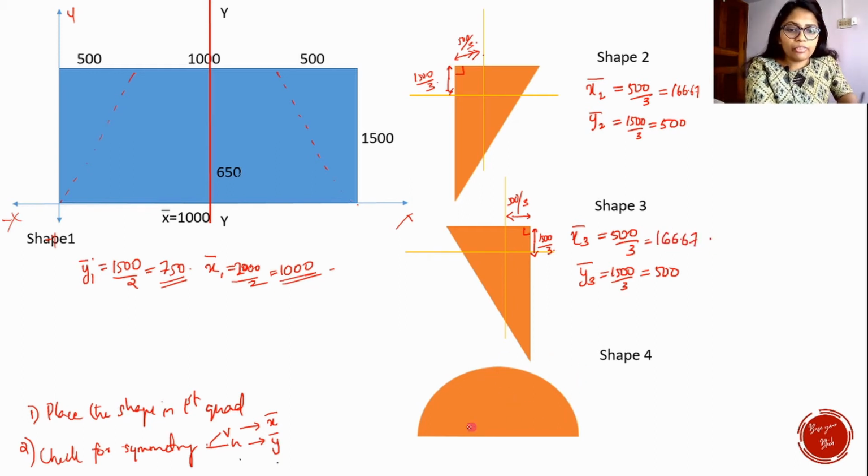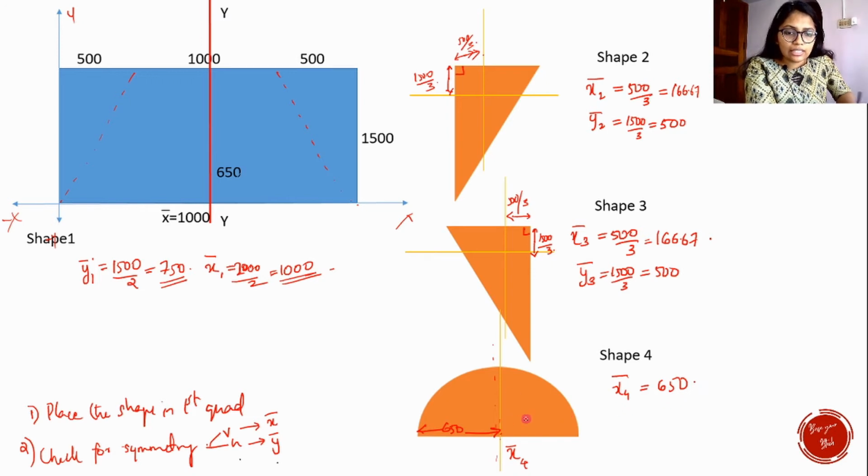Later for shape 4, here we can recognize one vertical symmetry, isn't it? When we fold this vertically, the sides get overlapped. So definitely x bar will be on this vertical symmetry axis, and x4 bar, isn't it? x4 bar is equal to the middle of this diameter, which means the radius was 650. The radius was 650. So x4 bar is 650.